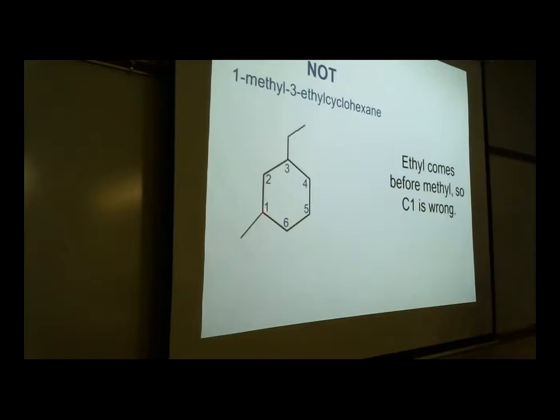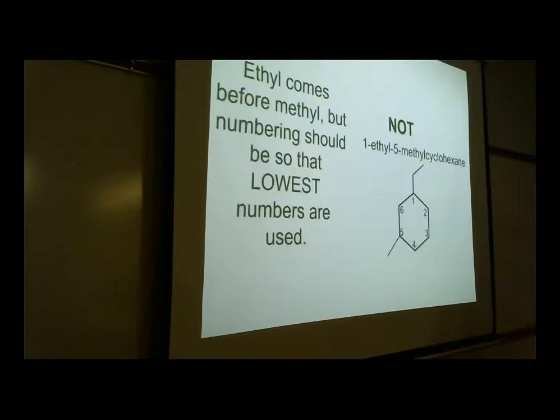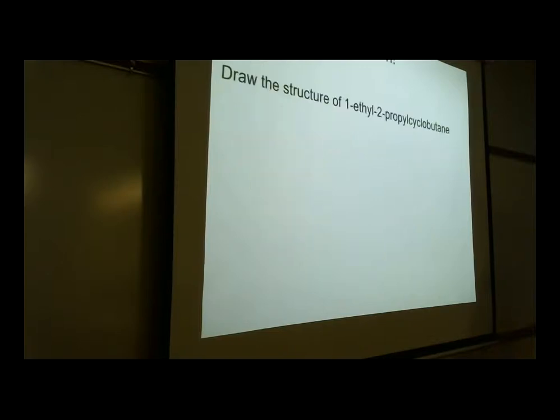Why is it not 1-methyl, 3-ethyl? How come this is not carbon number 1? Right, ethyl comes before methyl, so that's why this cannot be carbon number 1. And then why is it not 1, 5? Right, we want the lowest numbers, so that's why it's not 1, 5.